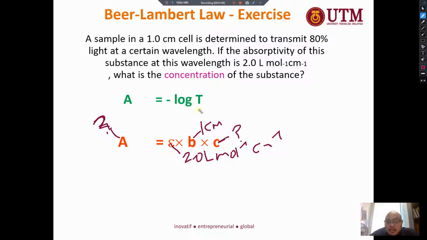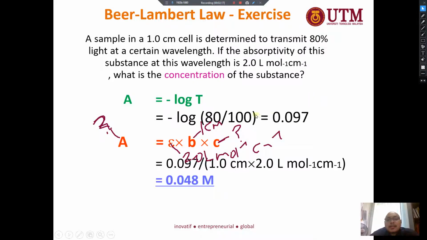You need to remember that we have another formula to calculate the absorbance: A equals negative log T, or A equals negative log of P emitted over P incident radiation, or equal to log of P incident over P. So let's look at the answer. Negative log of 80 over 100, the percentage, gives 0.097. Then we solve the equation. To find C, A divided by molar absorptivity multiplied by the path length: 1 cm multiplied by 2.0 and so on, you get 0.048 molar.